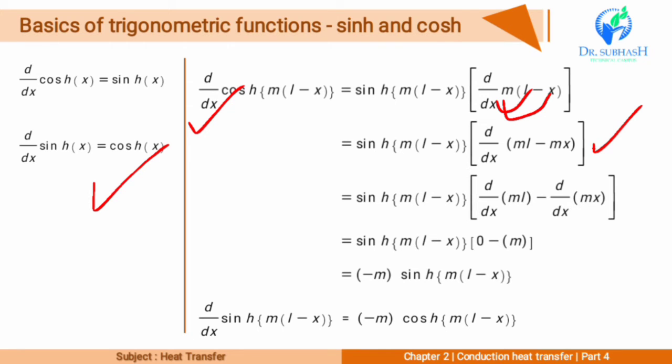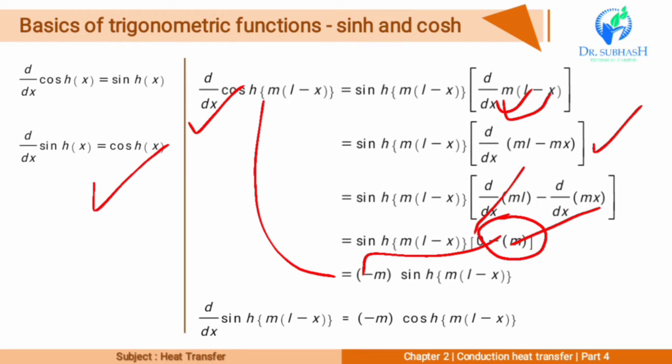So, d/dx of mL, that term is equal to 0, and d/dx of mx is equal to m. Take this minus m at this side. So, minus m into sine hyperbolic m(L minus x). So, d/dx of cos hyperbolic m(L minus x) is equal to minus m into sine hyperbolic m(L minus x). Similarly, d/dx of sine hyperbolic m(L minus x) is equal to minus m cos hyperbolic of m(L minus x).